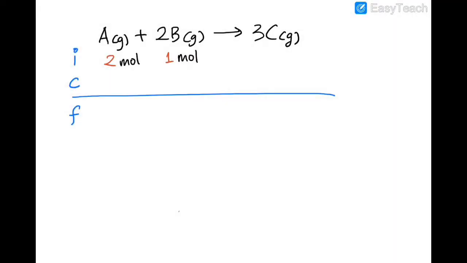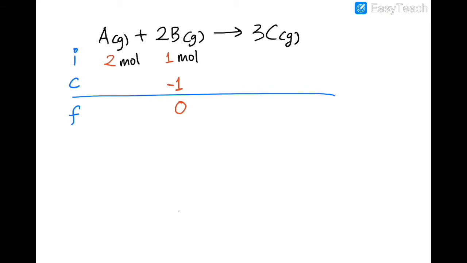Now that we have established that B is the limiting reactant, we can say for sure that in the final state we will have zero amount of B, meaning that in the change position, in the middle over here, we are going to have -1 mole for B. Because B is the limiting reactant, it has to be consumed completely by the end of the reaction. Now, what is the mole of A in the change state, and what is the mole of C?